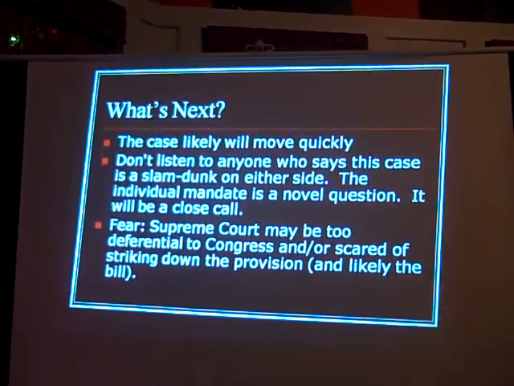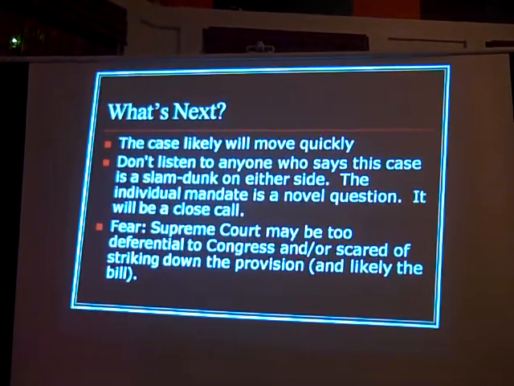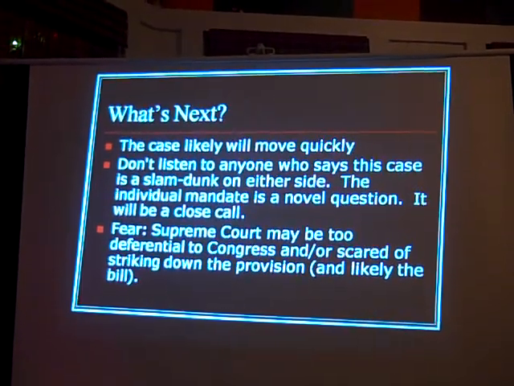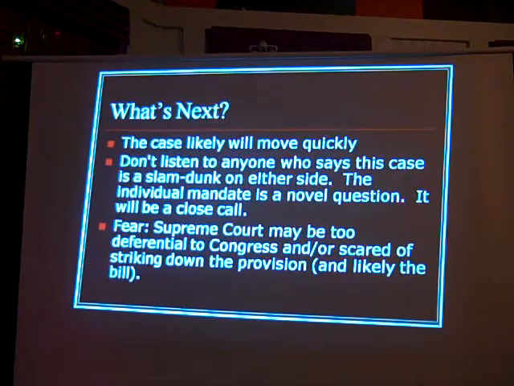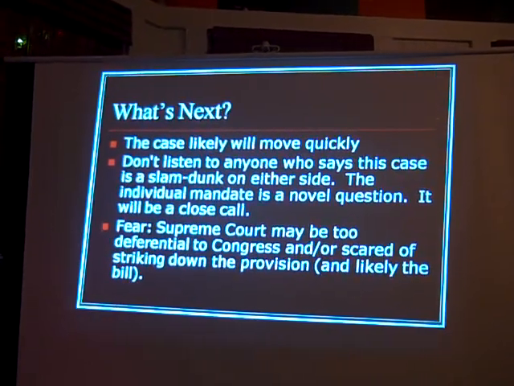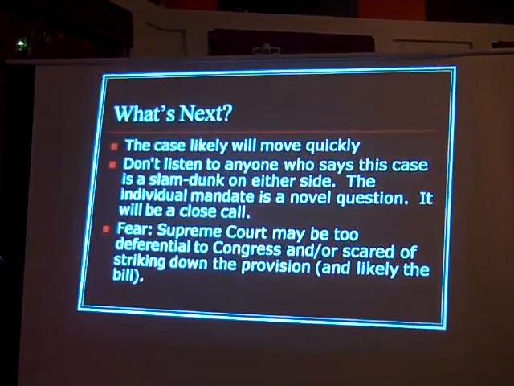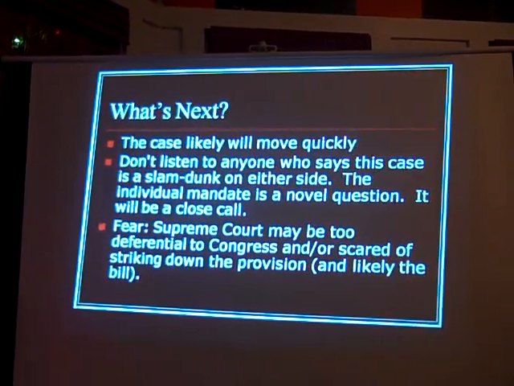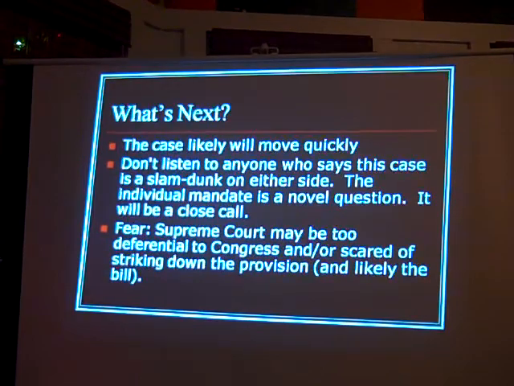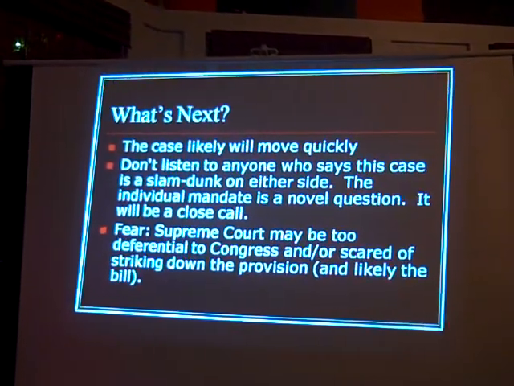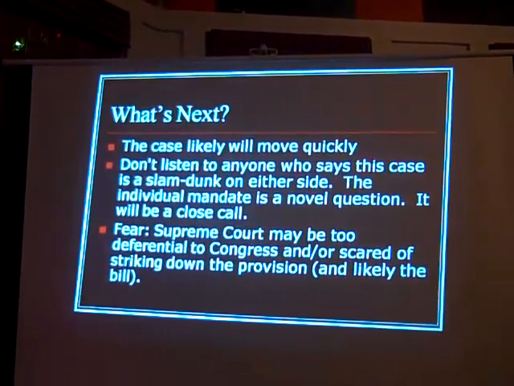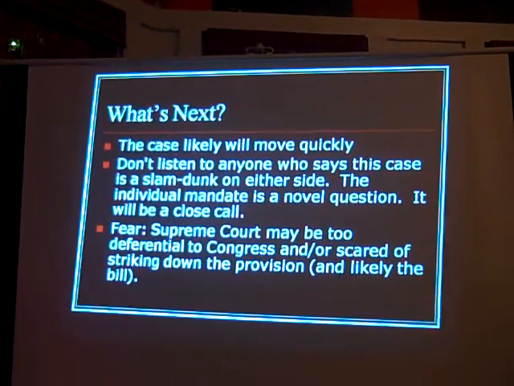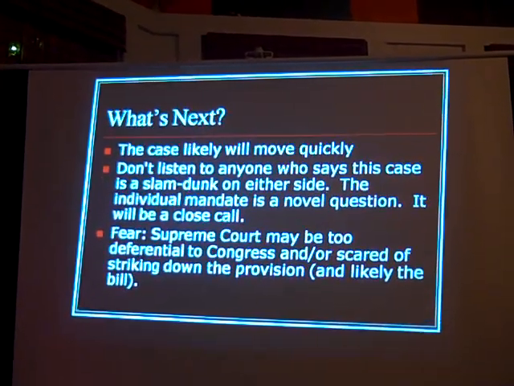I'm not going to sit here and argue that this is a slam dunk on either side. Certainly the individual mandate is a novel question. It will be a close call. This just screams 5-4 decision and what's Justice Kennedy going to do. That's really what it's going to be, is it Justice Kennedy on the right side or the wrong side? I think it'll be very close.